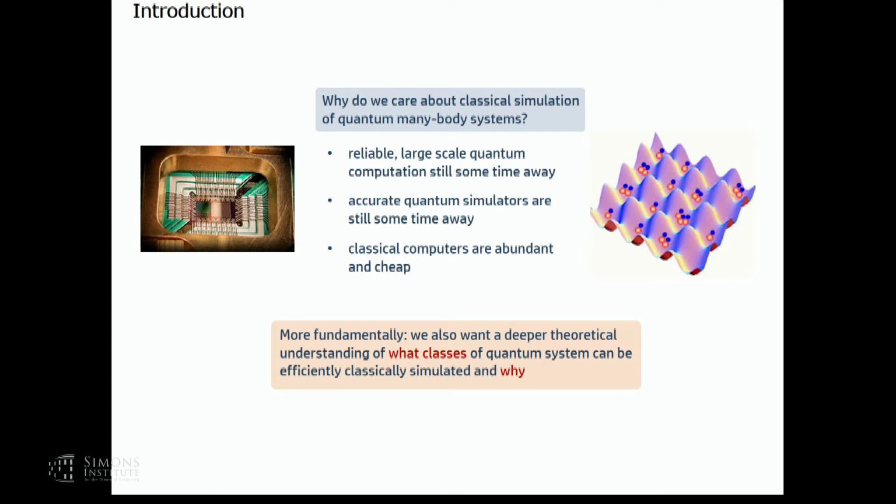And from a theoretical perspective, more fundamentally, we want a good understanding of what classes of quantum systems can be simulated and why. So even if these things get really good, we still want to have this theory of what makes quantum systems difficult to simulate classically.